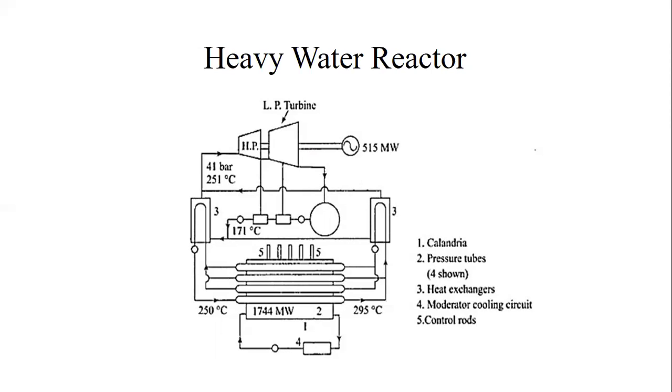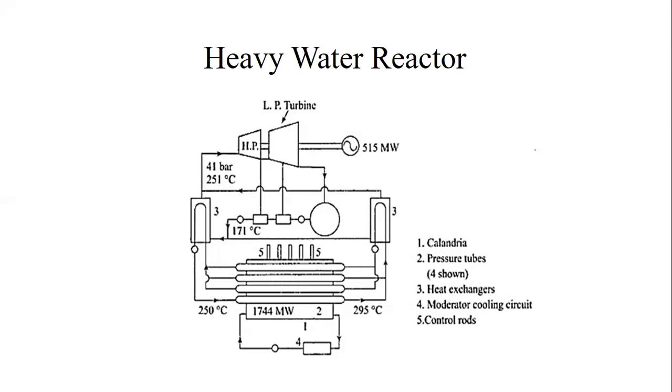The CANDU reactors have several features that distinguish them from the other types. The moderator is contained in a cylindrical steel vessel called the calandria, which has a large number of zircaloy tubes through it, parallel to its axis, which is horizontal, as shown in the schematic diagram of the heavy water reactor. The active core region is approximately 6 meters high with a diameter of 7 to 8 meters.